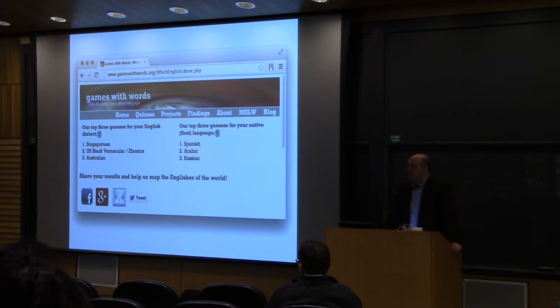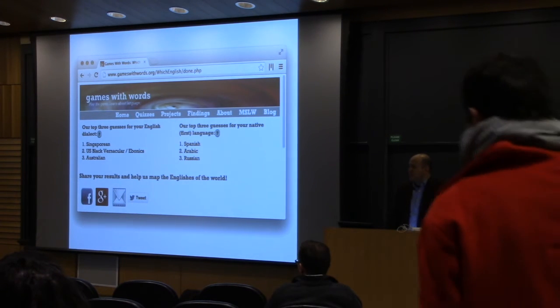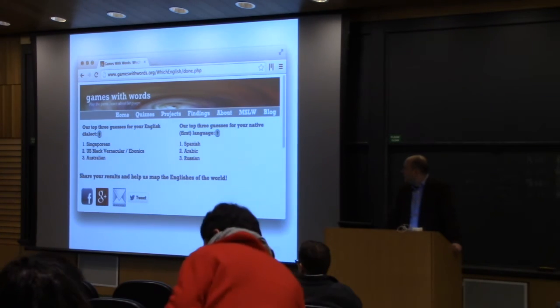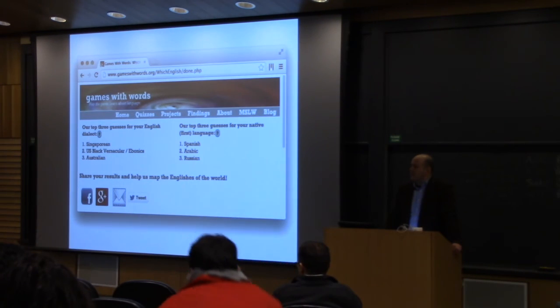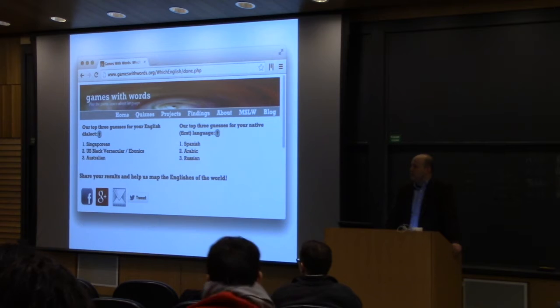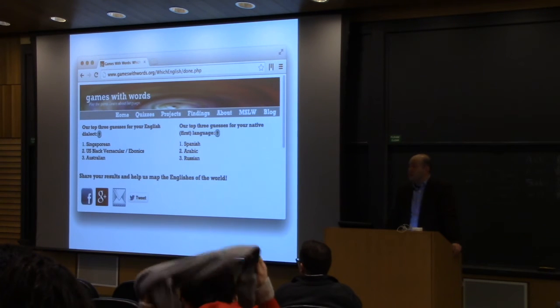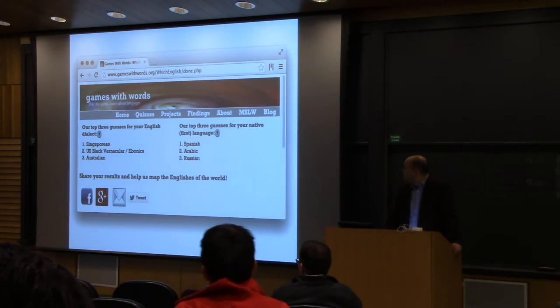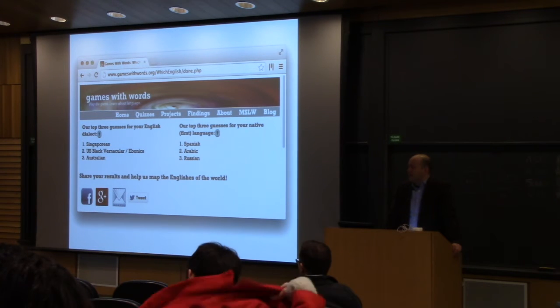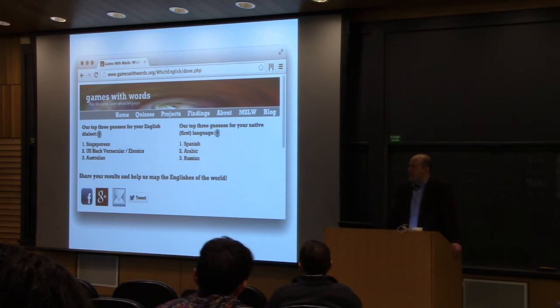Generally, the standard model for getting large numbers of people for quiz-type experiments is to give them some sort of feedback. So here's an example where we were trying to guess people's dialects of English and native languages based on their responses to a grammar quiz. Obviously that is something that needs to be put together.